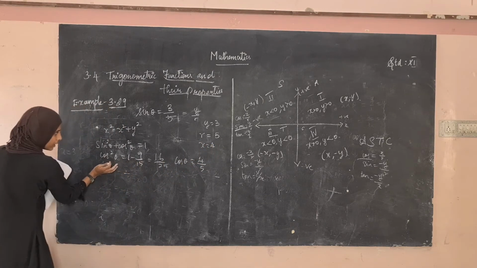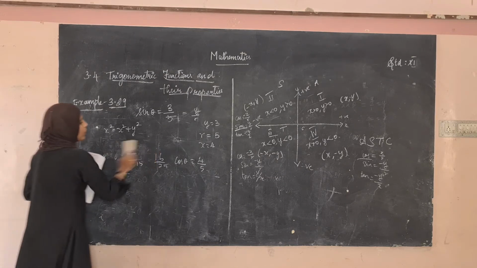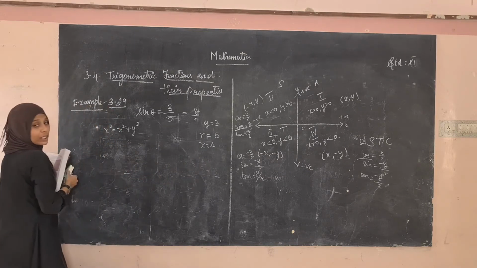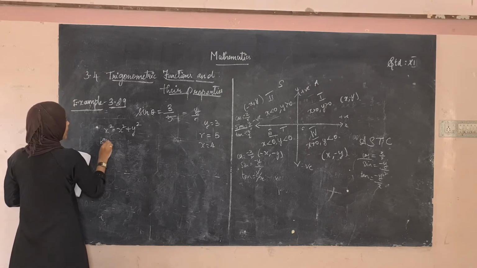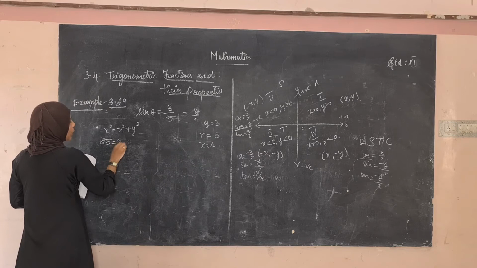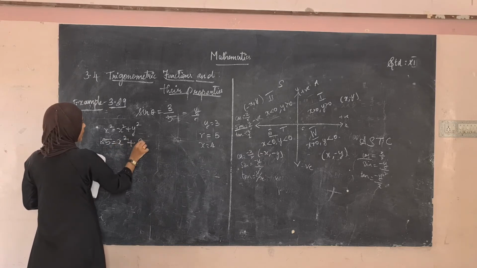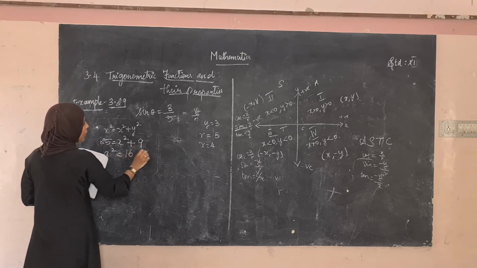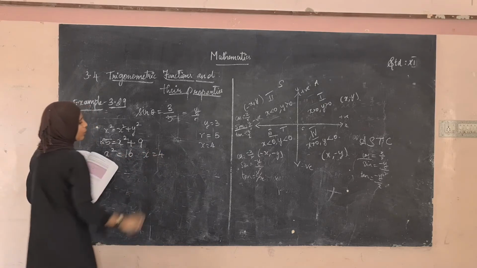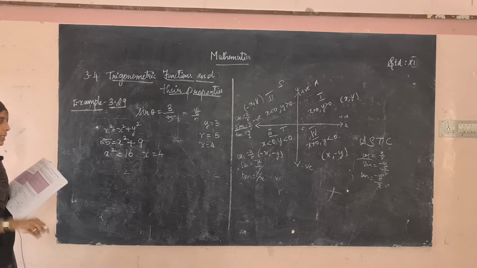You can use either this method or the other method also. What's the other method? R square is equal to x square plus y square. R is 5, so r square is 25, equal to x square plus y square, and y square is 9. Therefore x square is equal to 25 minus 9, which is 16. What's the value of x? X is equal to 4.